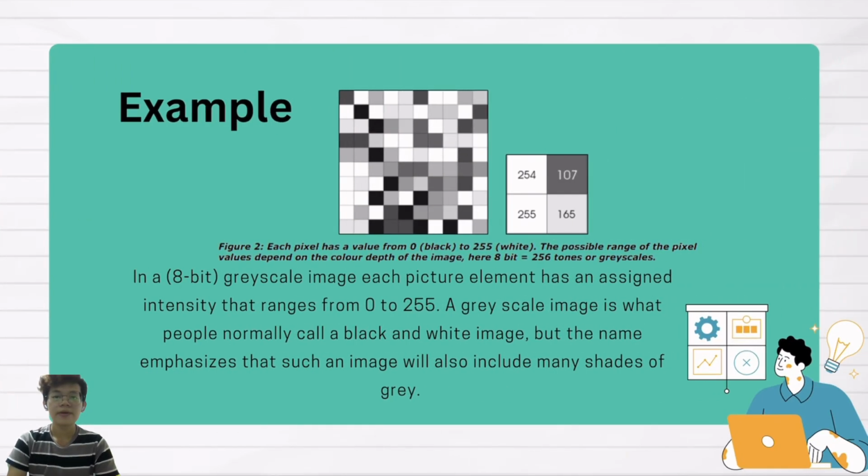For example, in an 8-bit grayscale image shown in the picture above, each picture element has an assigned intensity that ranges from 0 to 255. A grayscale image is what people normally call a black and white image, but the name emphasizes that such an image will also include many shades of gray.